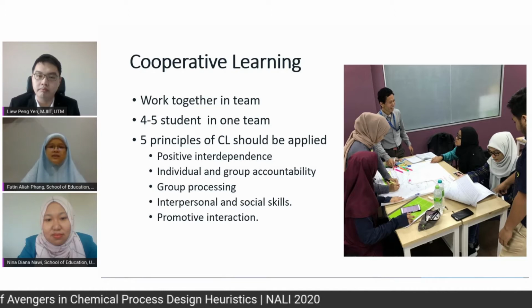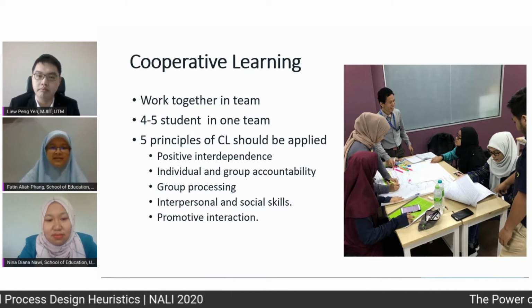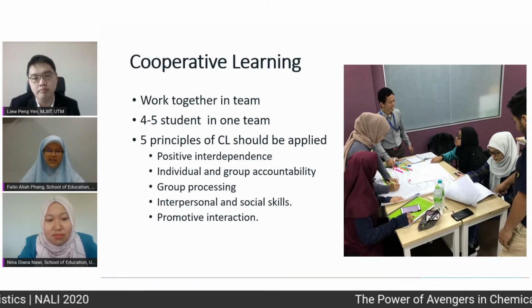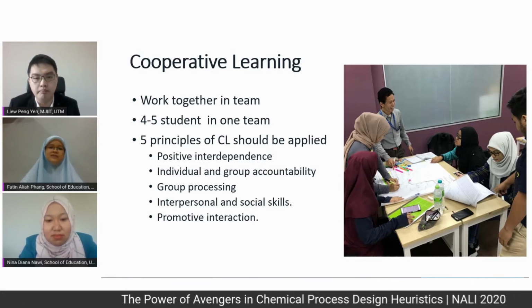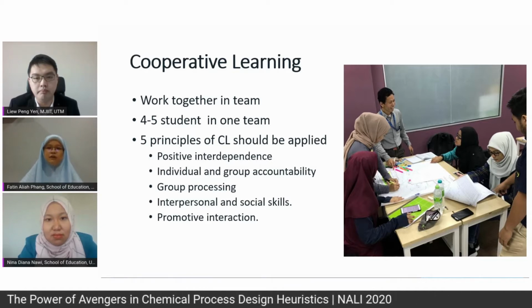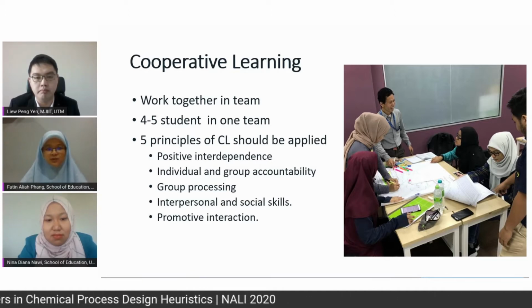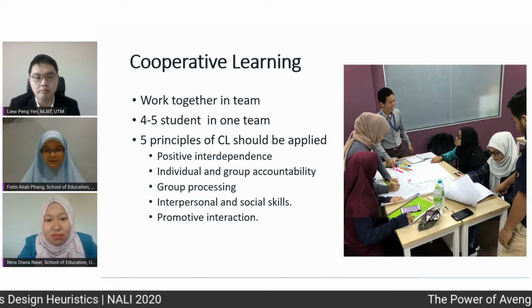Under cooperative learning, the 5 principles are, first, positive interdependence. Students have to depend on their team members, 4 or 5 of them, and learn to depend on their friends. Second, individual accountability. Everyone has their own role. If one person does not do what they need to do, the whole team will not learn everything.